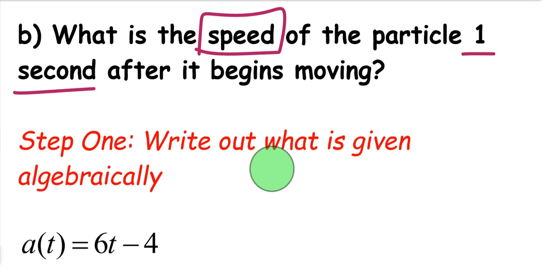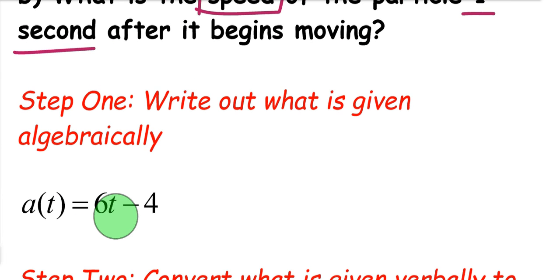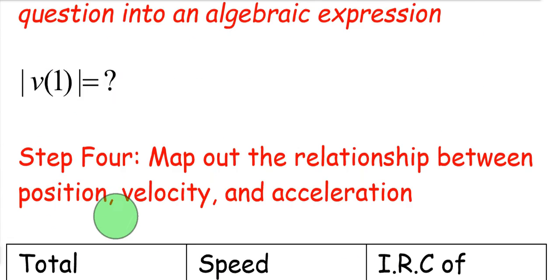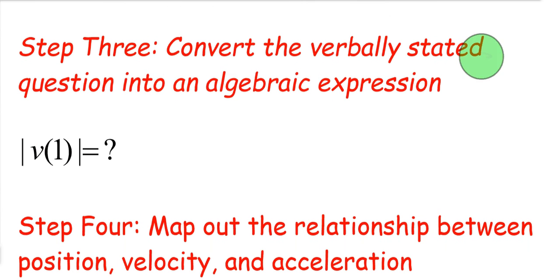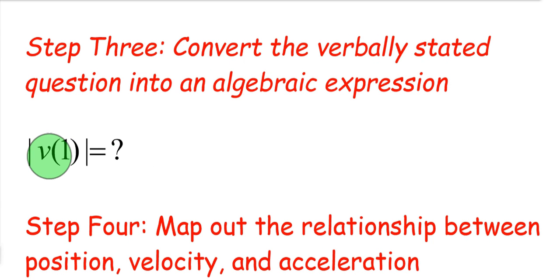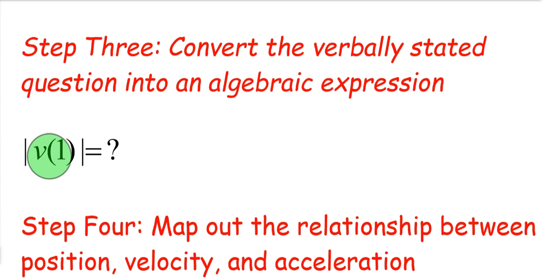So write out what is given algebraically. We have a of t equals 6t minus 4. We converted the words to expressions. Okay, step 3, convert the verbally stated question into an algebraic expression. So we just want to know the absolute value of v of 1, because that will give us the speed at 1. That's just what we're trying to figure out, right? A lot of students have trouble with that, but it's not hard considering speed is the absolute value of v of t and you're trying to find it at 1. So you're just replacing t with 1.